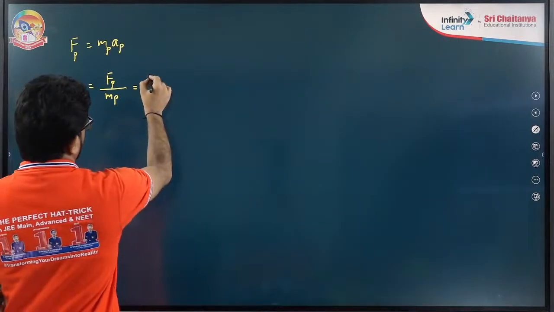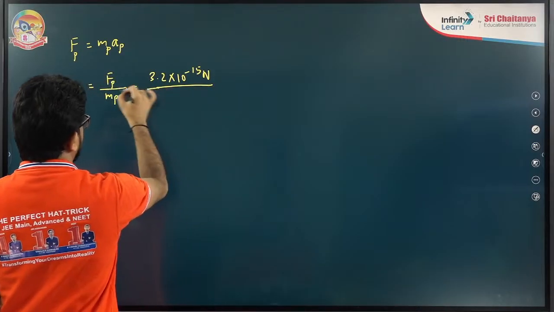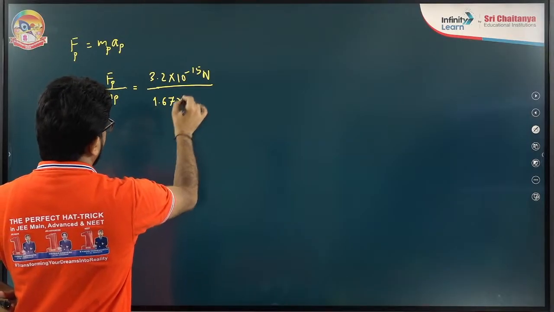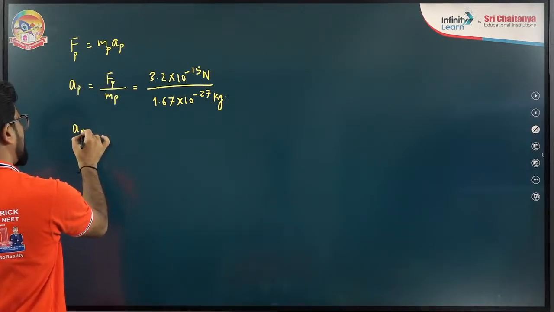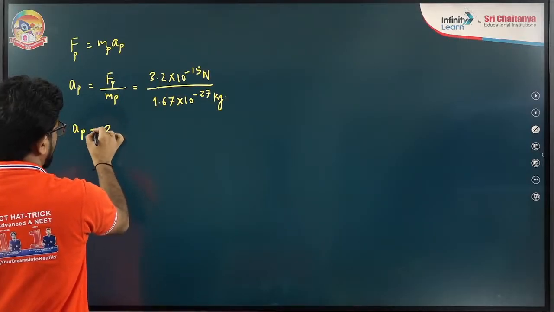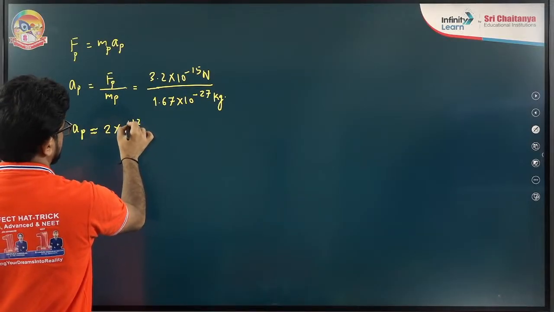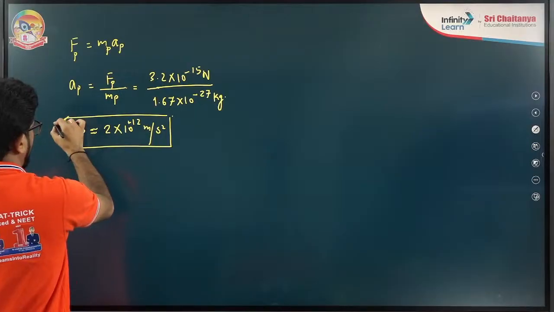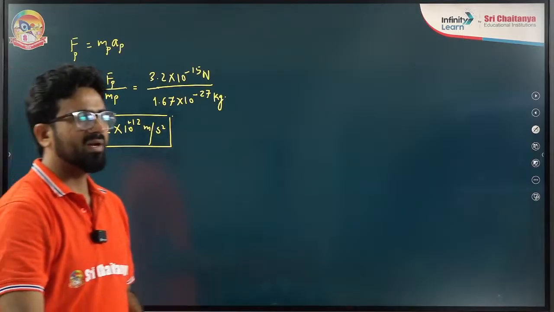So 3.2 into 10 to the power minus 15 Newton divided by the mass of proton, which is 1.67 into 10 to the power minus 27 kg. The acceleration of proton would be approximately 3.2 divided by 1.67, approximately 2 into 10 to the power plus 12 meter per second square. So we are getting this answer.